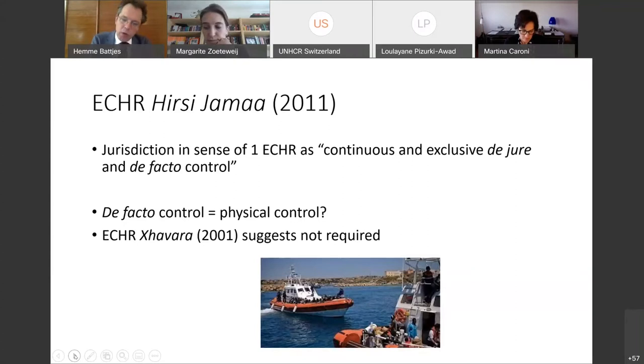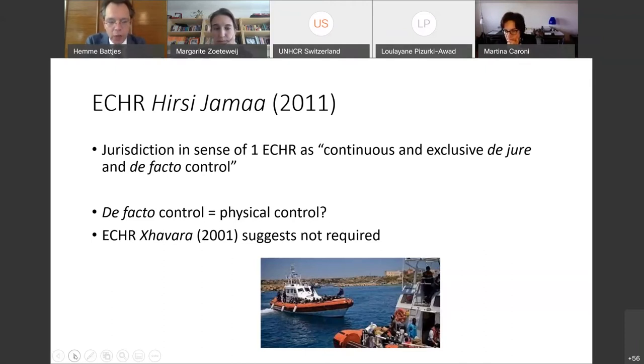So they concluded that they were in continuous and exclusive de jure and de facto control. What is unclear here is whether both forms of control are required. So indeed, of course, on an Italian naval vessel, Italy has de jure control. So if that's enough, why then is de facto control required? Or if de facto control is enough, why then mention that there's also de jure control? So in that sense, it seems still a bit stuck in the Banković line of thinking.